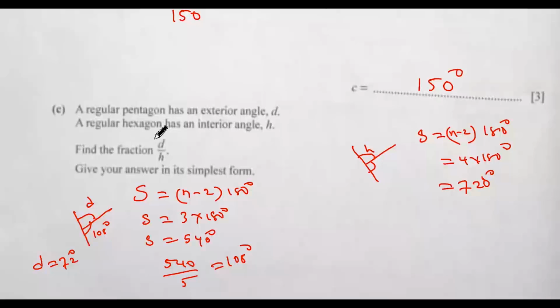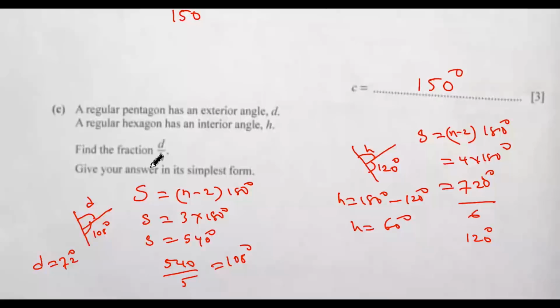Since we have a regular hexagon, all the sides are equal, and the angles are also equal. So we can divide 720 by 6 to get the value of one interior angle. That will give us 120 degrees. So one interior angle of a regular hexagon is 120 degrees. We know that these two angles, H and 120 degrees, add up to 180 degrees because they are angles on a straight line. So H is equal to 180 degrees minus 120 degrees, so H will be equal to 60 degrees.